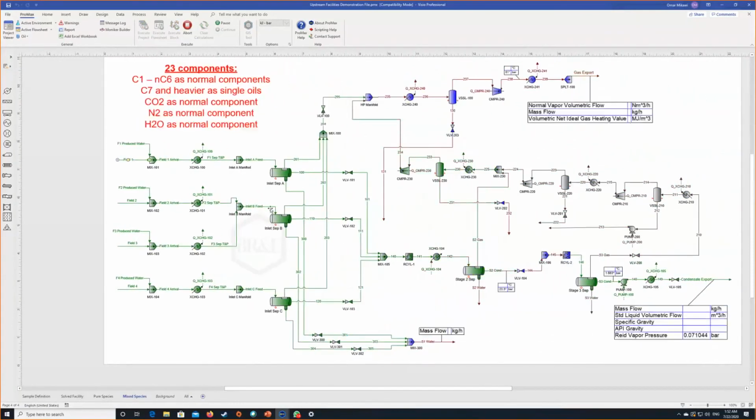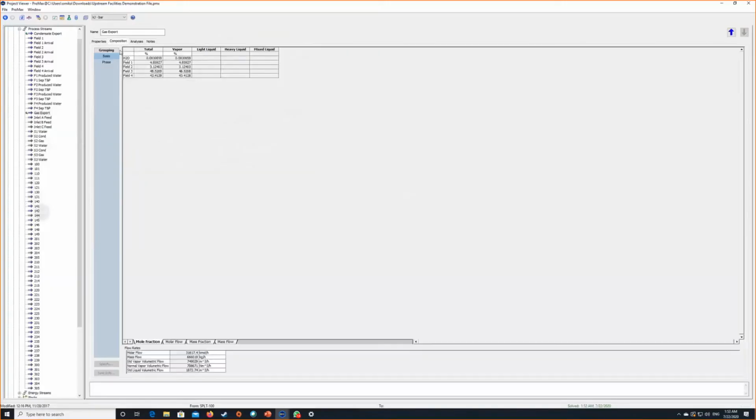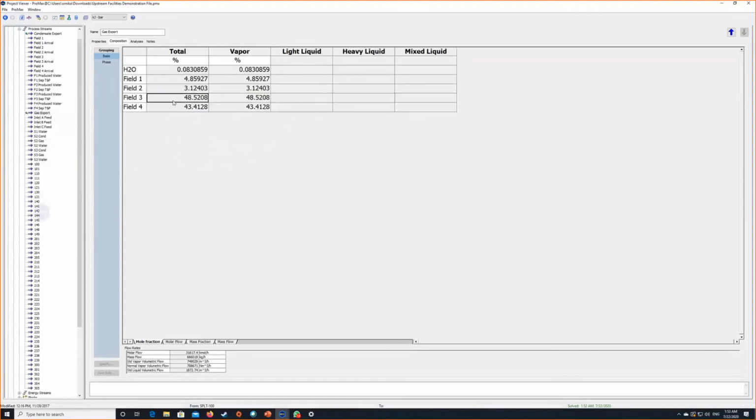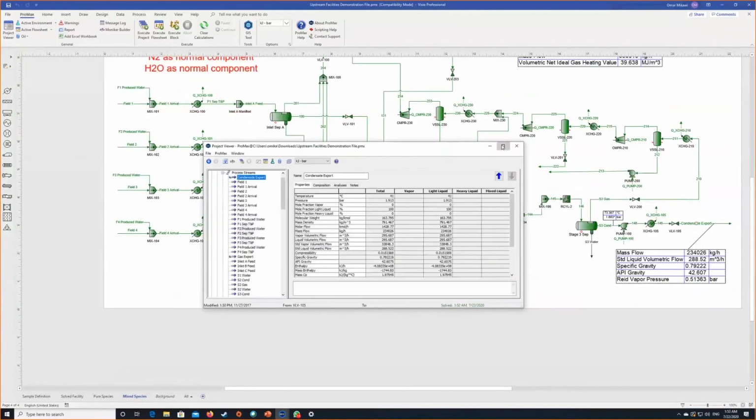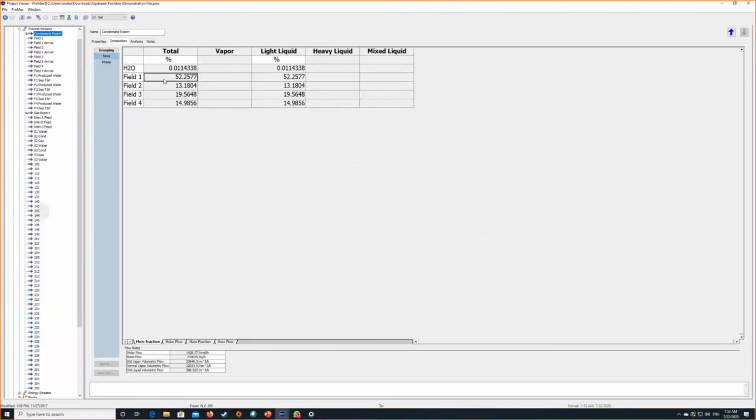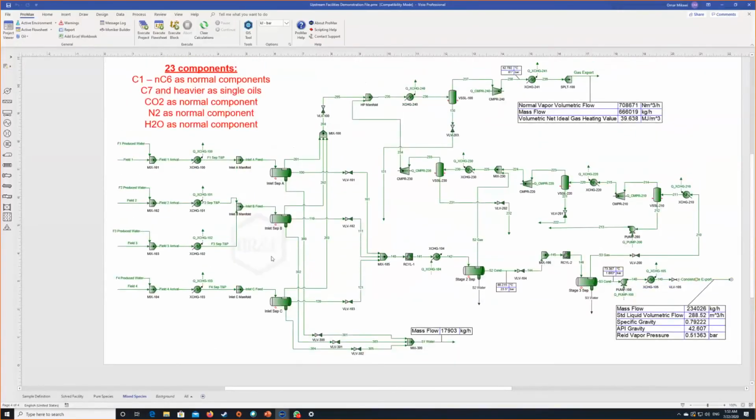And ProMax is now smart enough to keep track of how much of each of these streams go into what stream. So it will know, including changes in composition, how much of the streams have deviated. So if I go finally to my gas export, we can see that of my gas export, 48% comes from field 3, 43% comes from field 4, and 4 and 3% come from field 1 and 2. And in my condensate export, 52% from field 1, 13% from field 2, 19 and 14% for fields 3 and 4 respectively. So it's able to keep track of the changes as it goes on.